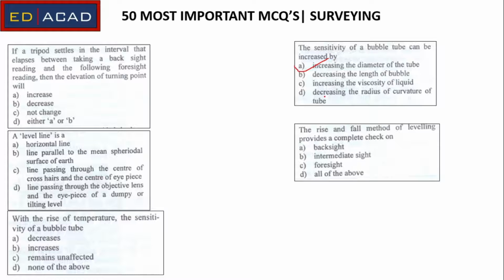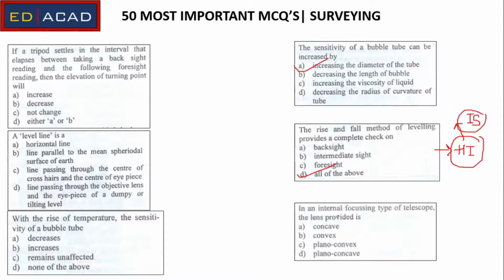Let's move ahead. The rise and fall method of leveling provides a complete check on backsight, intermediate sight, foresight, all of the above. So the one reason why the rise and fall method is superior to the height of instrument method is because it provides a check on intermediate sight along with backsight and foresight. So the rise and fall method actually provides a complete check on backsight, intermediate sight and foresight. So all of the above will be the correct option.